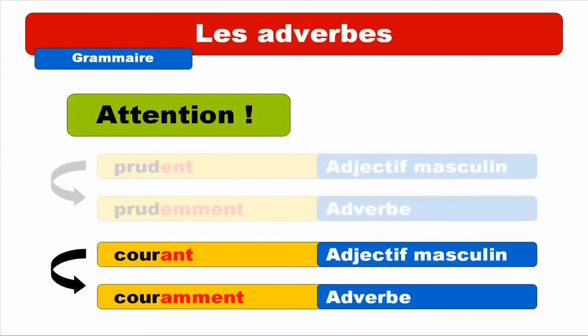Let's see now the second group of strange adverbs. They look a bit the same way, but it's ant, pronounced the same way. It's courant. Repeat. Courant. It will transform into couramment. Repeat. Couramment. So actually the same pronunciation, but then you've got to write this a for this case.